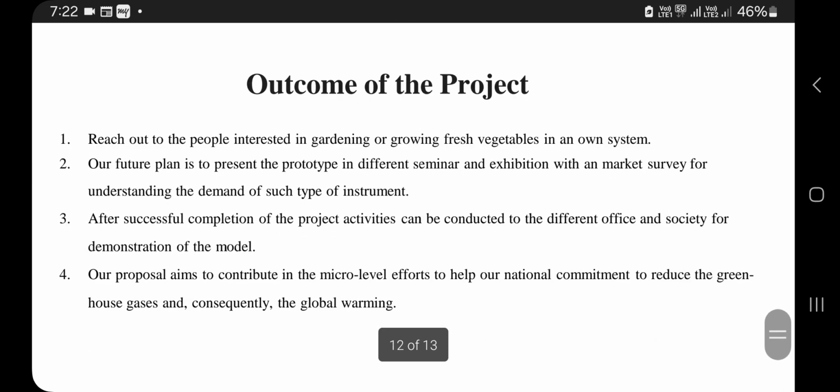So if the project is successful, we can go to different seminars and present our system, and we think this could be a natural air purifier at a very low cost.